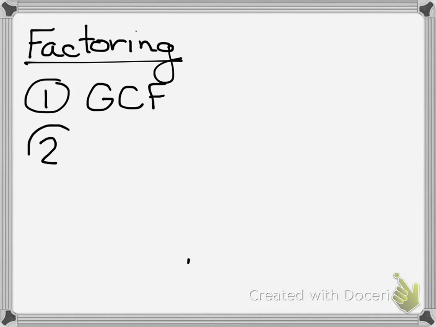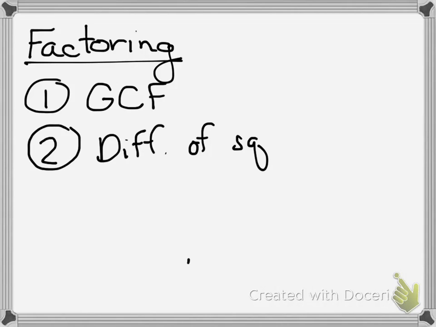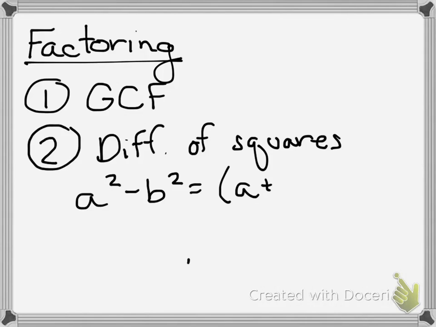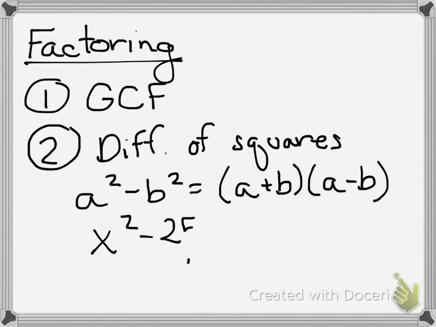Second, you want to see is there a special rule that applies. So one of them that you've learned in the past is difference of squares. And that is when you have a subtraction of two perfect squares. That is, a squared minus b squared always factors to a plus b times a minus b. So that could be x squared minus 25. They're both perfect squares, so that's x plus 5, x minus 5.